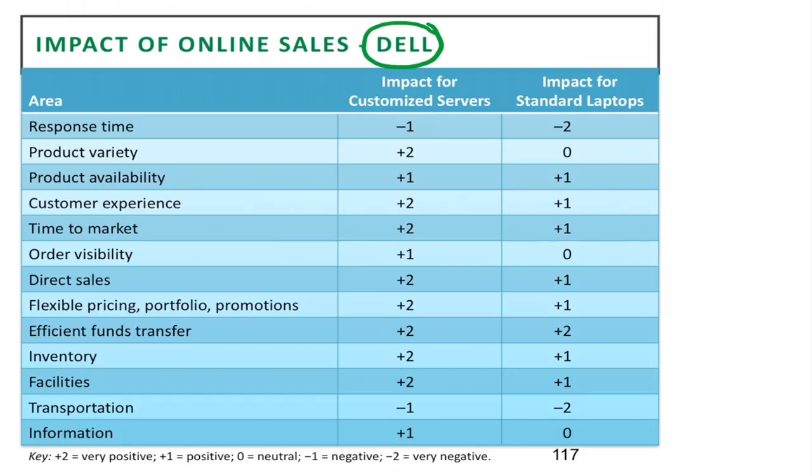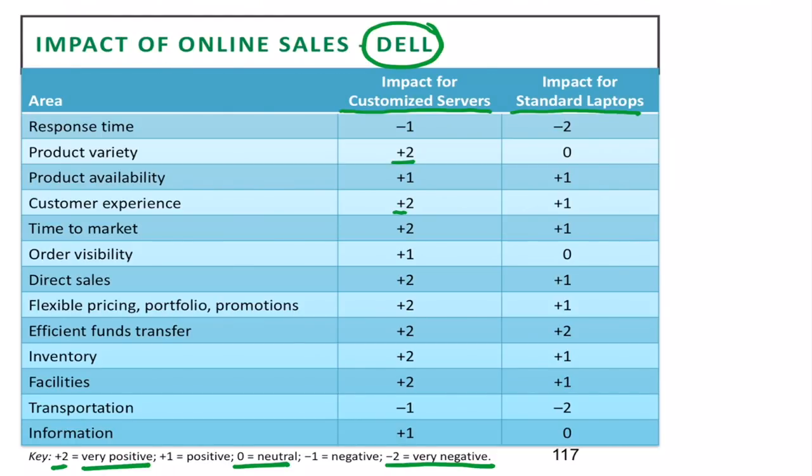In this scorecard, we look at two different types of products. One is customized servers, and the second one is standard laptops that Dell sells. Across these factors, a rating of +2 means it's very positive, 0 means neutral, and -2 means it's very negative. When customers place an order online for a customized server, response time is somewhat negative because they are not expected to receive them almost immediately. But then you'll see there are many very positive factors, like product variety. Customer experience is very positive because customers can go on the website and explore different ways they can customize those servers.